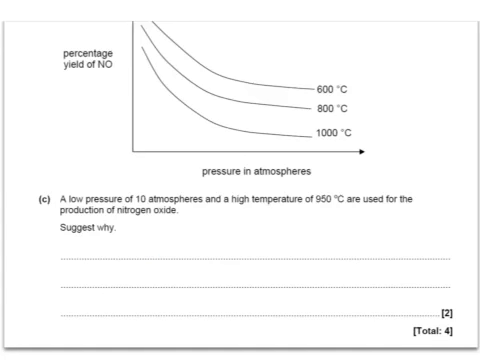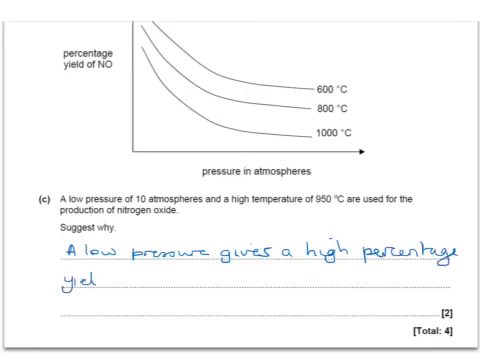A low pressure of 10 atmospheres and a high temperature of 950 degrees Celsius are used for the production of nitrogen oxide. Suggest why? Well, a low pressure of 10 atmospheres will give a high percentage yield. However, if we look at the temperature, it's going to give us a low yield. So why is a high temperature used? That's because it gives a high rate of reaction.